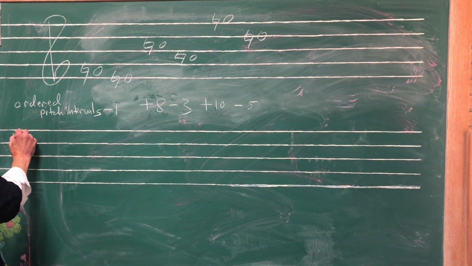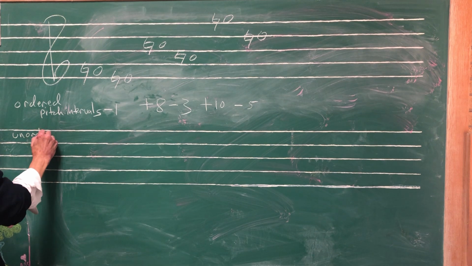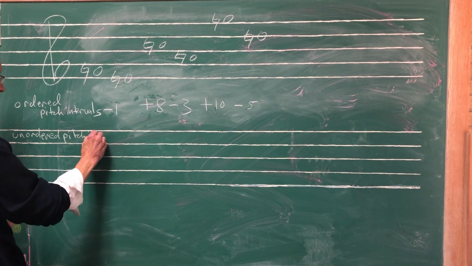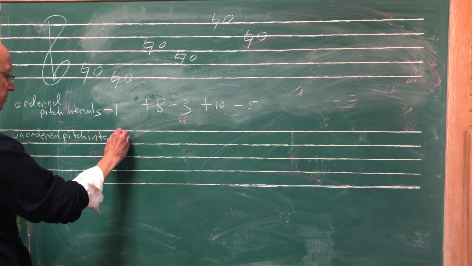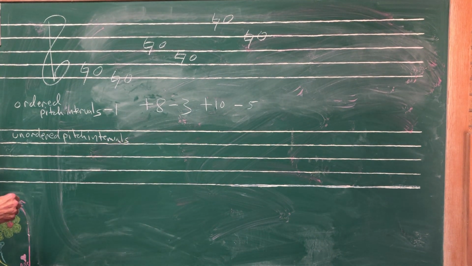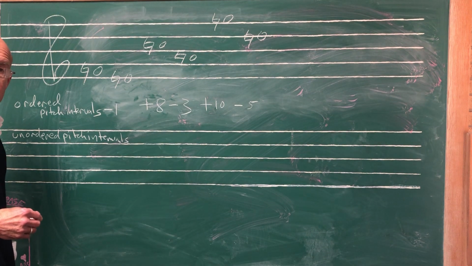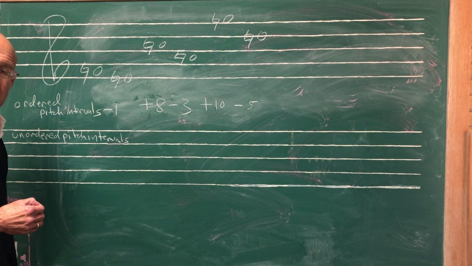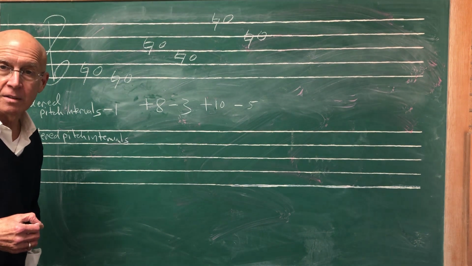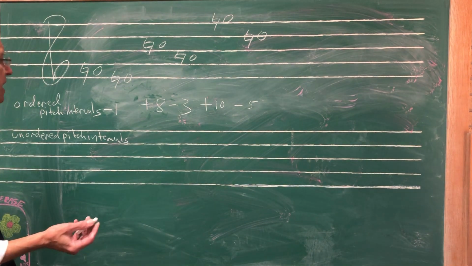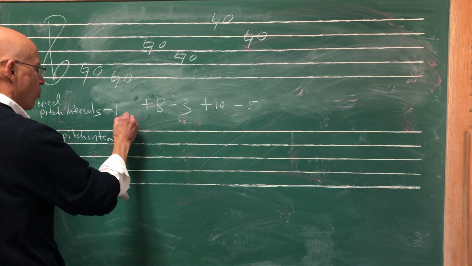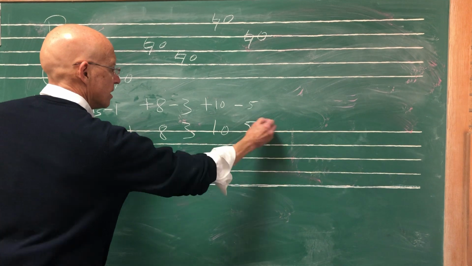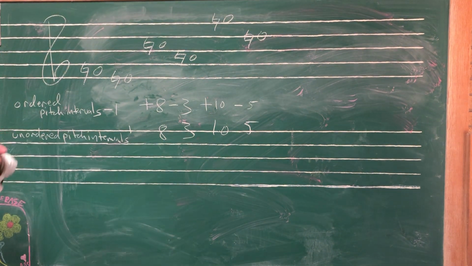The next is unordered pitch intervals. Unordered pitch intervals is the number of half steps between 2 pitches, regardless of whether they go up or down. Just simply how many half steps. So here we have 1, 8, 3, 10, and 5, right? So you're removing some information.